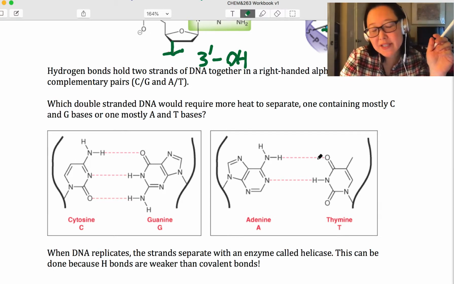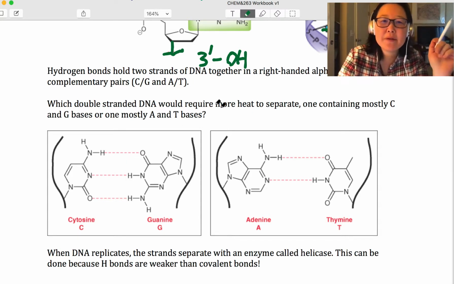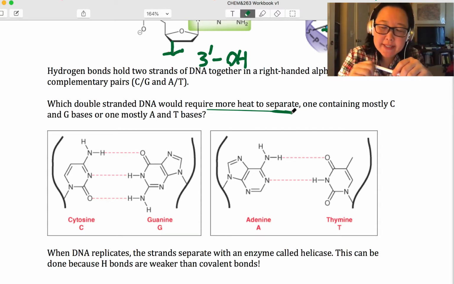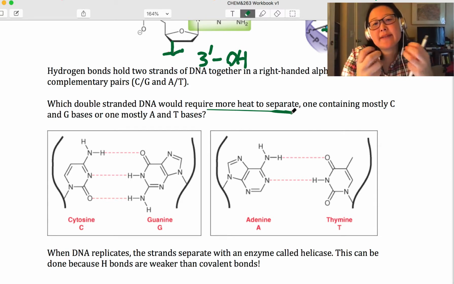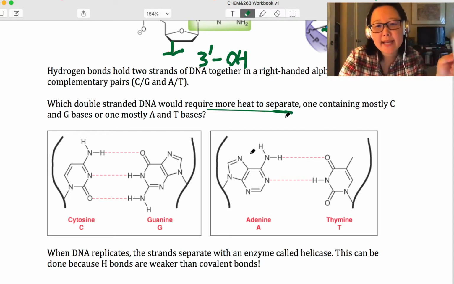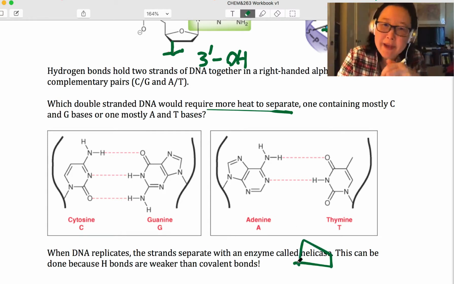So based on that information, it turns out that double-stranded DNA with a higher G and C content have stronger intermolecular forces. So that means they would require more heat to separate them. And just like with proteins, DNA can be denatured by heat, but also you have to separate the strands to replicate the strands, so to create new cells, more DNA. So there's an enzyme called helicase that does that. And so that's one of the important enzymes you learn about in DNA replication.